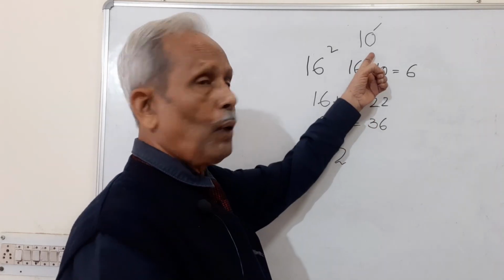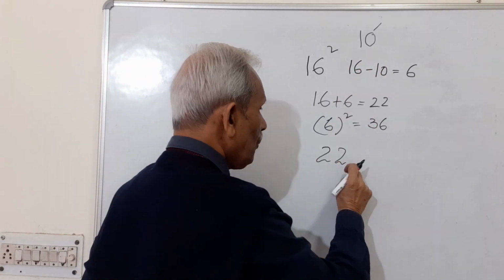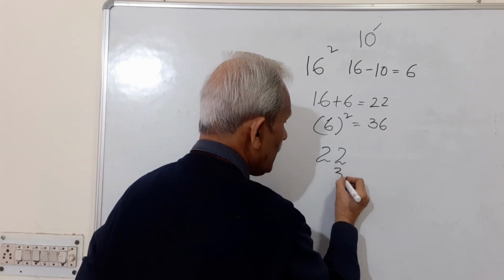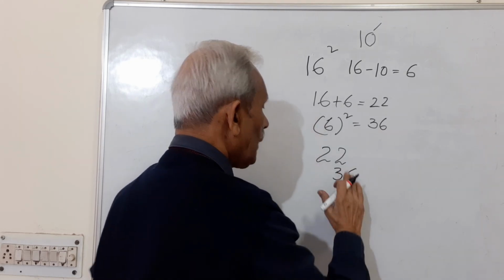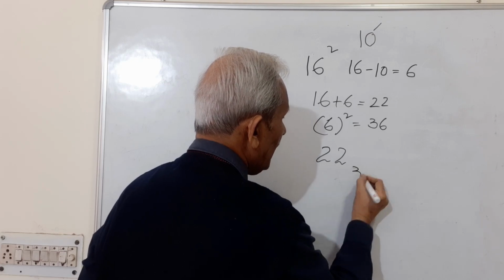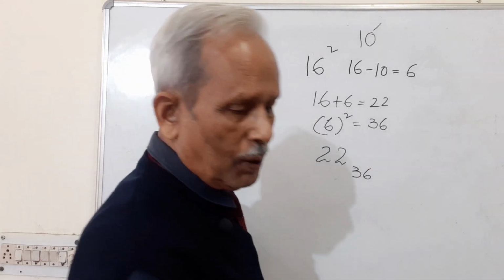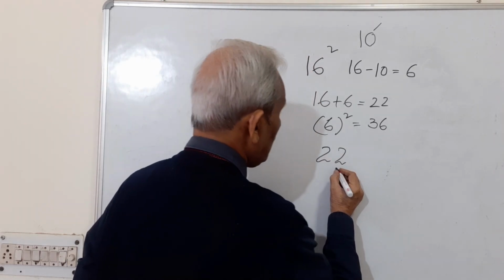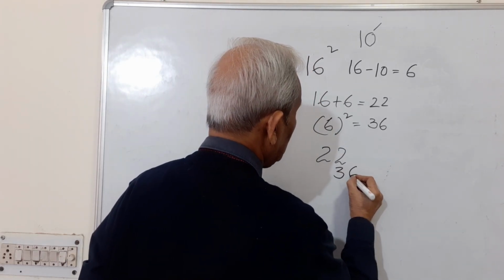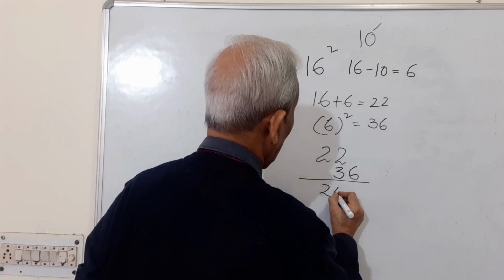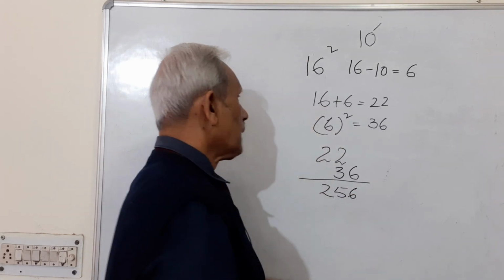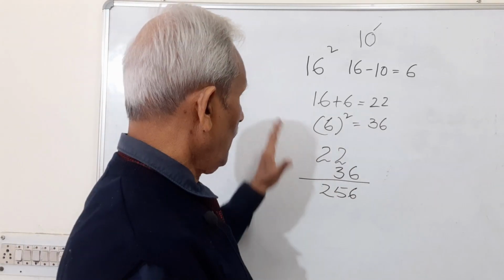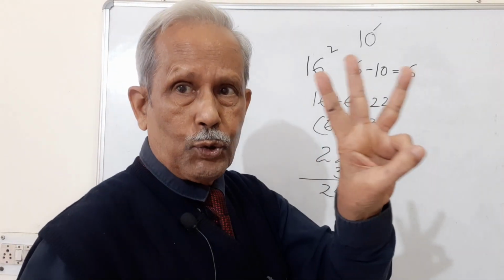But if there is 1 zero, you can give only one space to this number, which means you can write 3 below this and 6 here. You cannot write 36, then you are taking 2 zeros. So what you need to do is take only 1 zero, that means one space, 2 2 3 6. The answer is 256. So 16 square is 256.